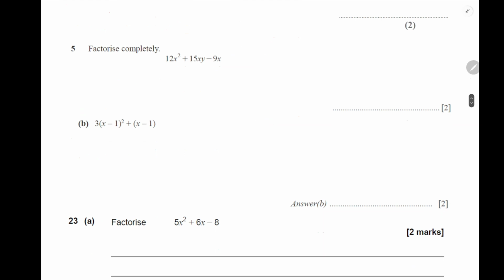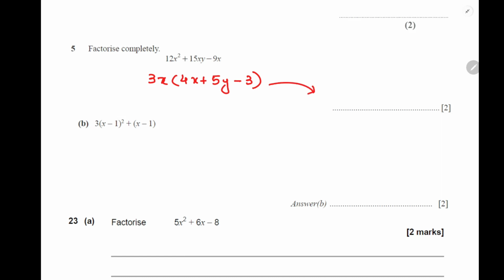Okay, I need to check for the common first. I can take 3 common and x common. So it would be 4x plus 5y negative 3. So this would be my answer.